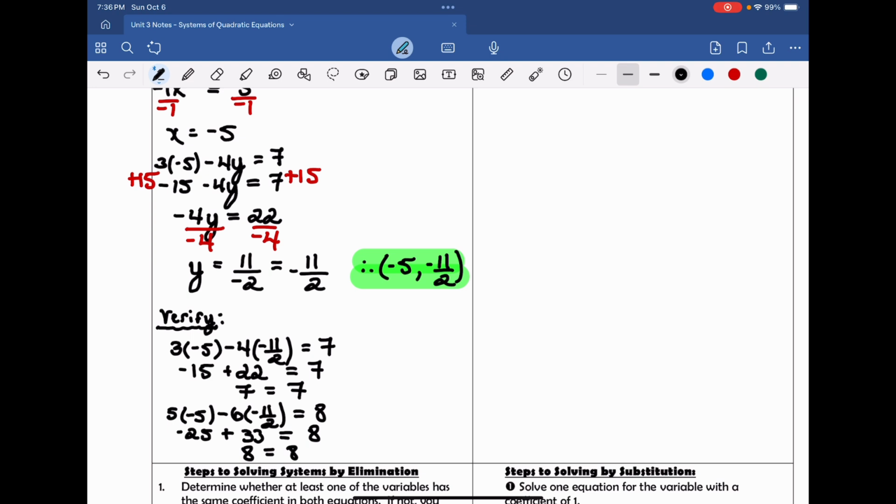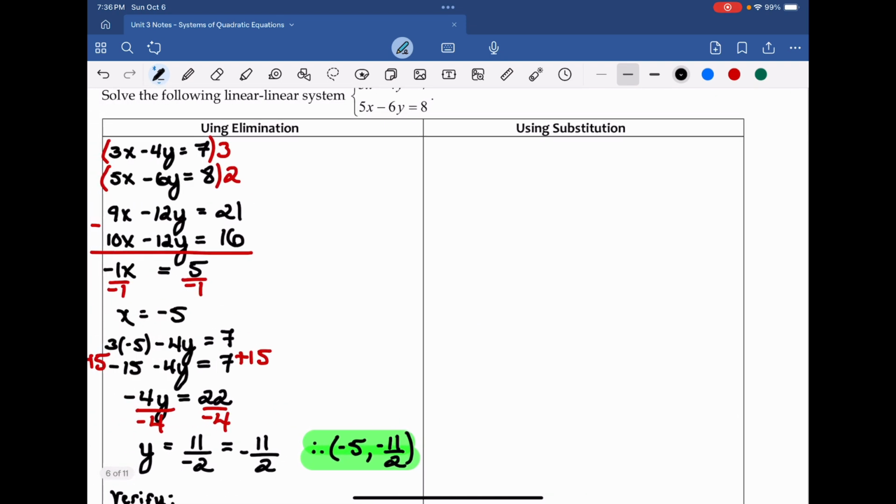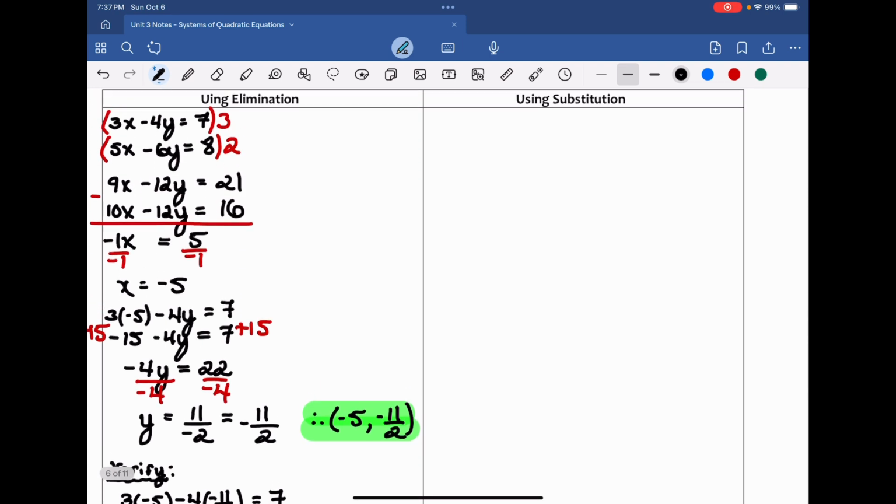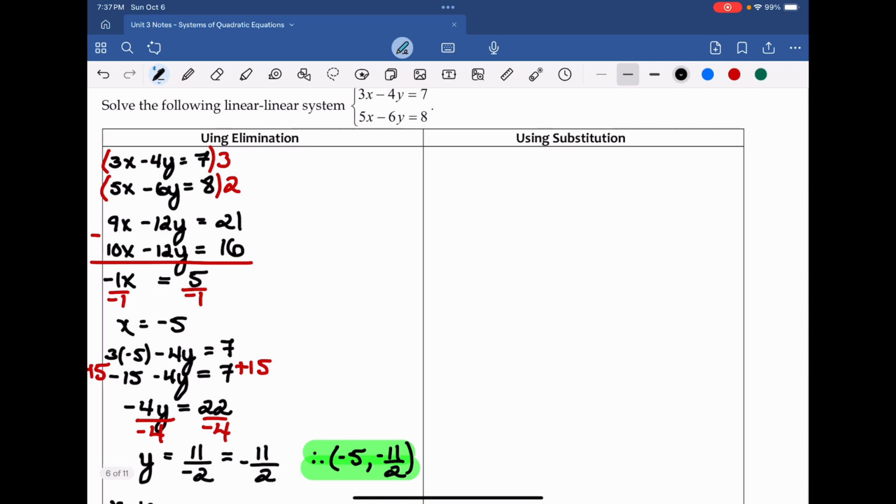So when we do substitution or elimination, I want you thinking that you're going to expect the same answer. So when we get to our solution, it should be -5 and -11/2 because substitution is just the other algebraic method of solving systems. And then for our verification, we're just going to copy and paste it over on the right-hand side because the verification should be the exact same. They're both the original same equations, so we should be good with that.